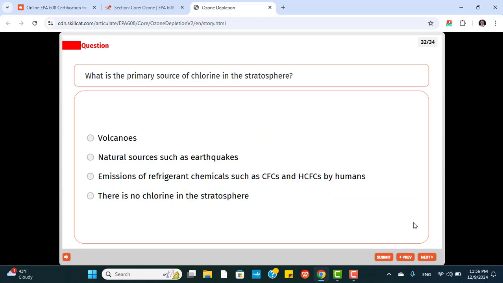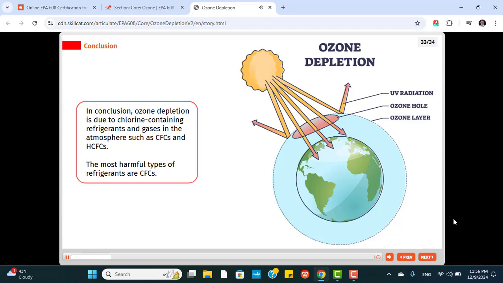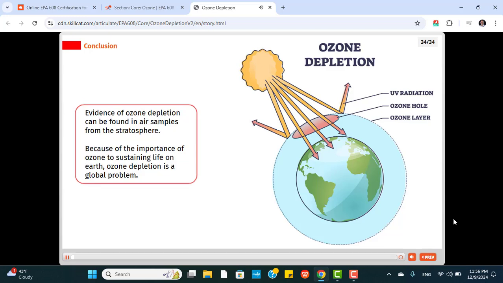What is the primary source of chlorine in the stratosphere? Volcanoes, natural sources such as earthquake, emission of refrigerant chemicals. Emission. In conclusion, ozone depletion is due to chlorine-containing refrigerants and gases in the atmosphere such as CFCs and HCFCs. The most harmful types of refrigerants are CFCs. Evidence of ozone depletion can be found in air samples from the stratosphere. Because of the importance of ozone to sustaining life on Earth, ozone depletion is a global problem.